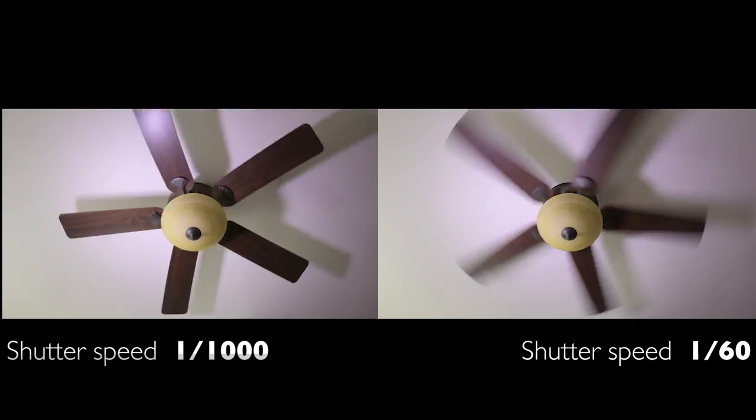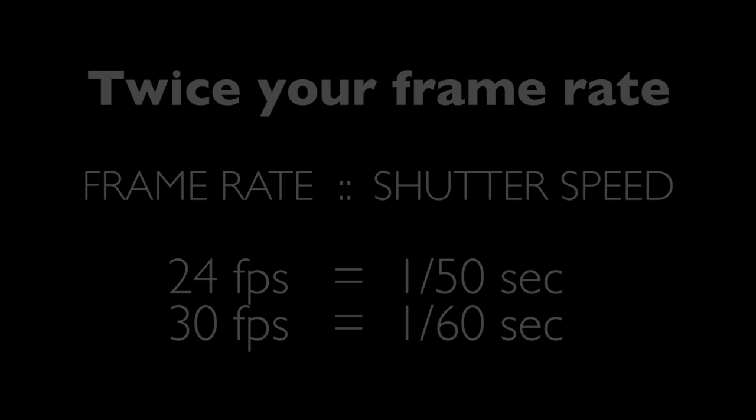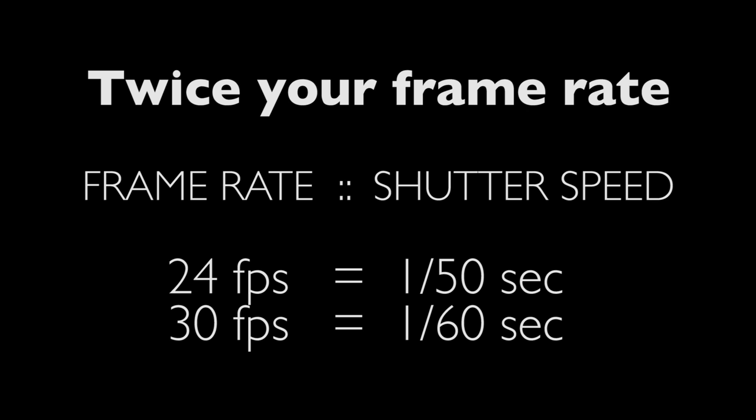The rule is to set a shutter speed at twice your frame rate. So, if you shoot at 24 frames per second, you would shoot at a 50th of a second for a shutter speed. That's as close to a 1/48th as the camera can get. If you shoot at 30 frames per second, you'd set the camera to a 60th of a second.